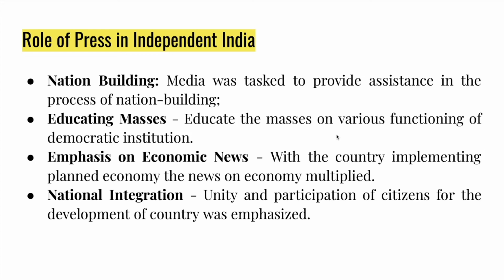Number two was educating the masses. The Indian press had the responsibility of educating the masses on the functioning of democratic institutions, making people aware of the intricacies of the functioning of the administrative, legal, and other departments of the government. Another was emphasis on economic news. As the government executed the planned economy, with the first five-year plan initiated in 1951 onwards, the volume of economic news that the newspapers carried multiplied. The press stressed the importance of economic progress, which was the need of the time.